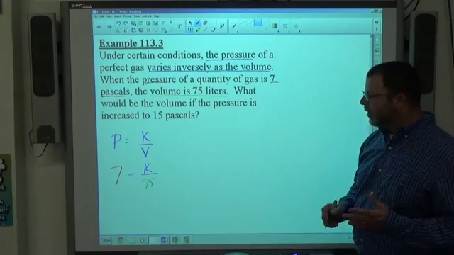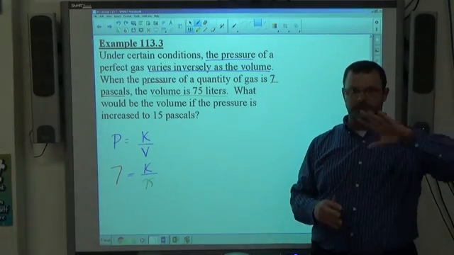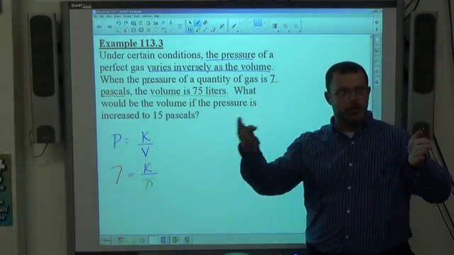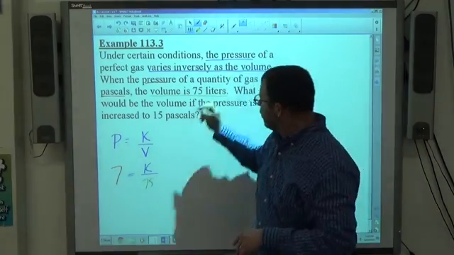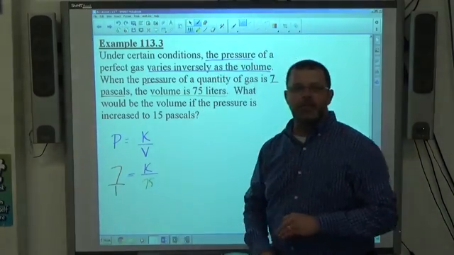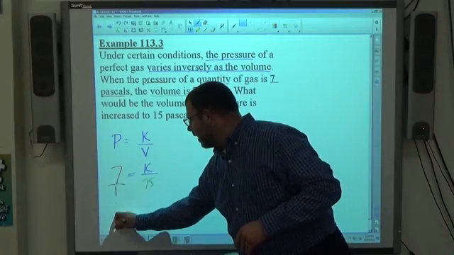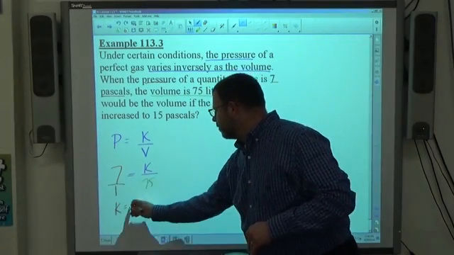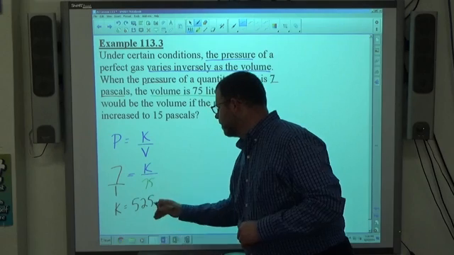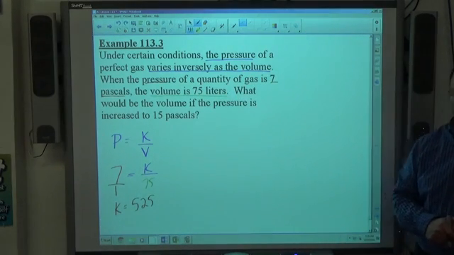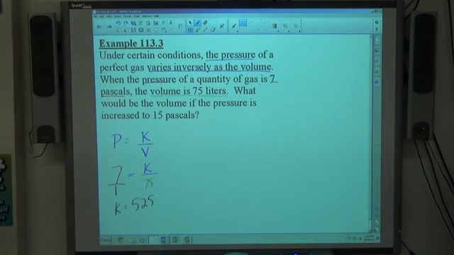Okay, and with inverse variation, it always is K over some number equals some number. My recommendation is put the other number over 1 if it's not already a fraction. That way you get a little cross multiply situation. 1K equals 7 times 75, 7 times 75 equaling 525.